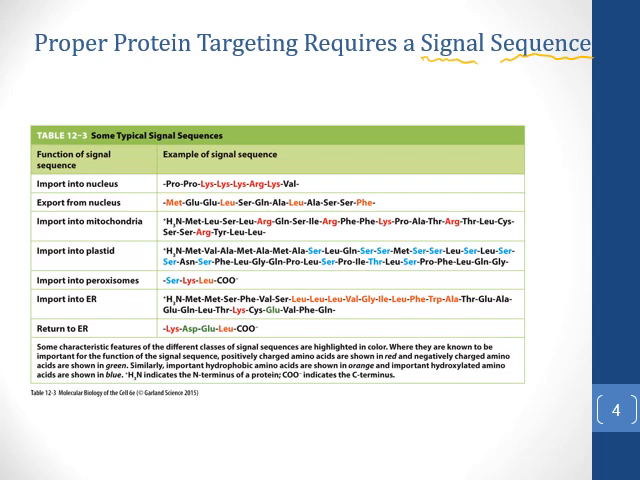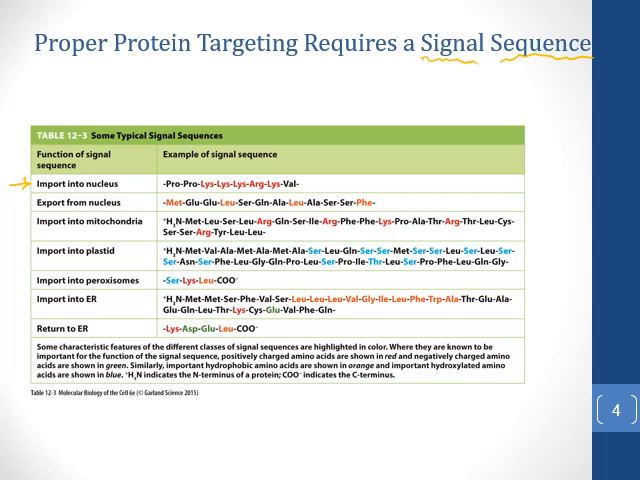Now the question is, what is the signal sequence? Well, it turns out that the signal sequence is actually part of the protein itself. It's part of the amino acid sequence of the protein. So if we look here for protein import into the nucleus, we'll see that we've got a proline, we've got 5 basic amino acids there, and then we've got valine. So somewhere in a protein that's going to the nucleus, it's going to have this amino acid sequence, or one very close to it, that functions as a signal sequence to tell that protein to go to the nucleus.